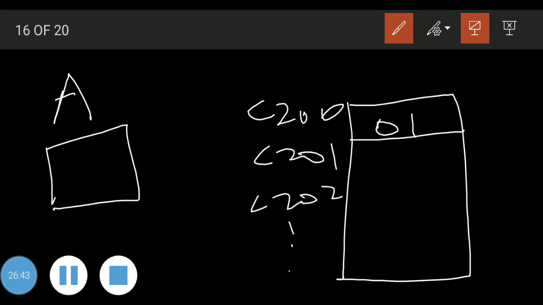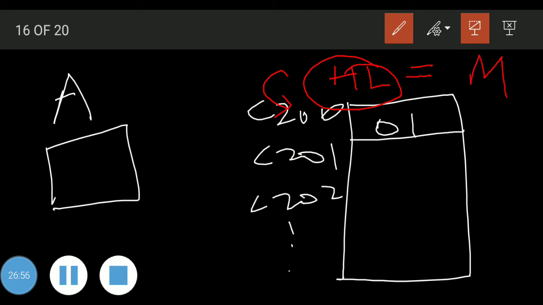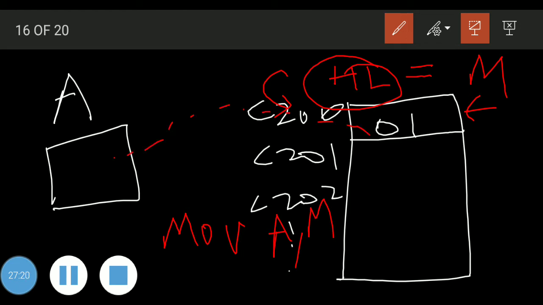This HL we will make it point to location C200, and this HL together will be called M. This HL, when it comes as a pair, will become memory. This 01 is there in memory. So what should I use? I should just write like this, MOV A, M. When I write this, my data will get copied into the accumulator. The copying work is done.